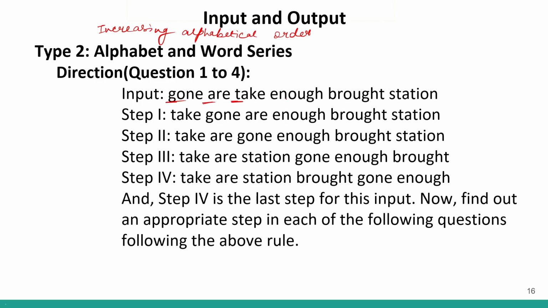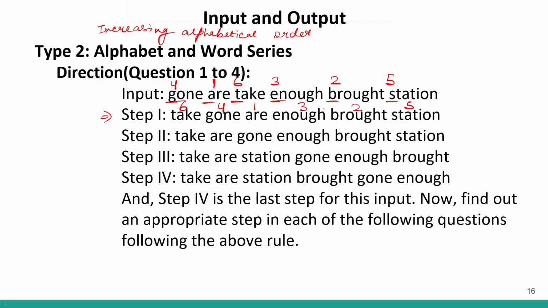A, G, T, E, B, S. So after A, we have B, then we have E, then we have G, then we have S, and then we have T. So I am giving them ranks of 4, 1, 6, 3, 2, and 5. Correct? Now let us look at step 1. In step 1, we have taken 6 to be outside. This is 4, this is 1, this is 3, this is 2, and this is 5.